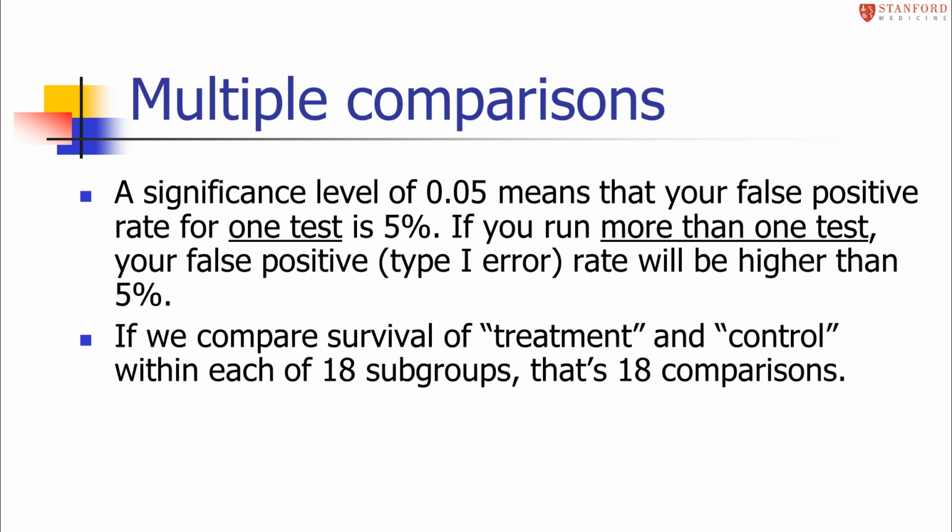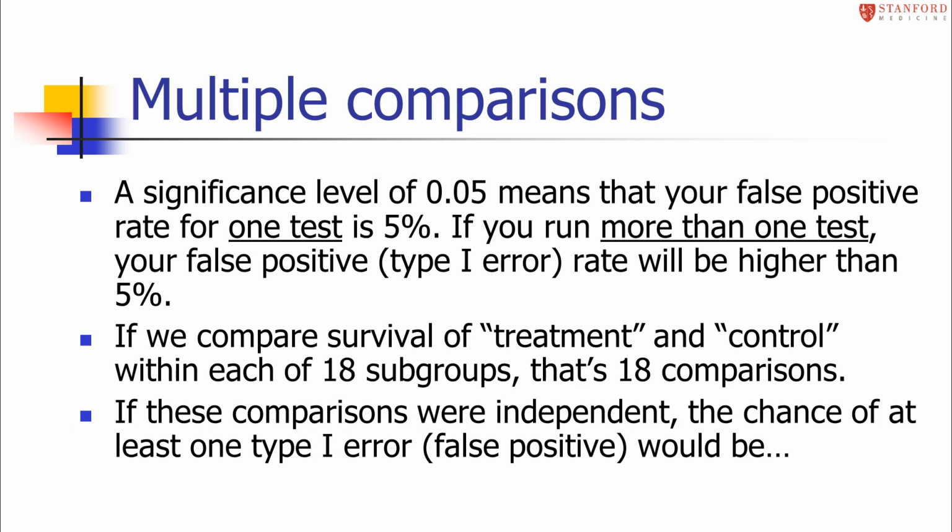And we can actually calculate it using what we learned in the probability unit. How would we calculate that? Now we have to make a little assumption here in order to be able to calculate this easily. We're going to assume that all the comparisons are independent. That's the only way we can solve this easily. Of course, these comparisons are not independent because some of those subgroups would have overlapped.